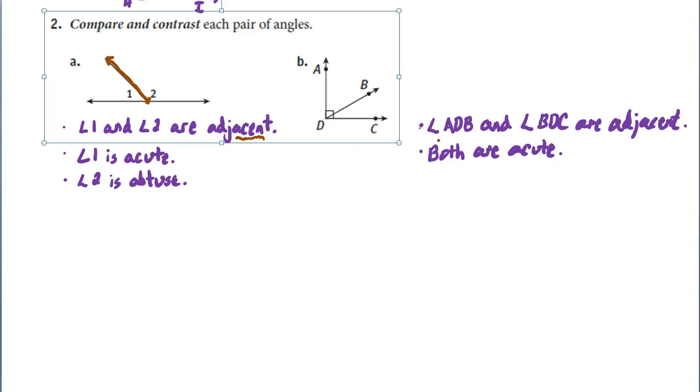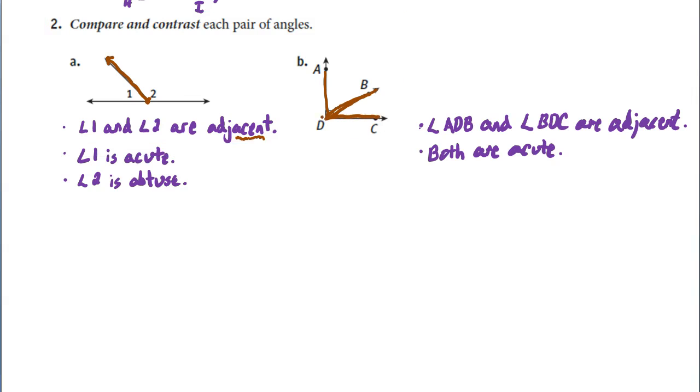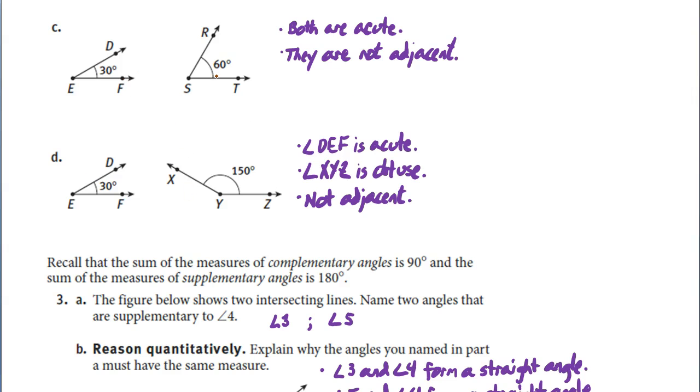Question B, in this figure, angle ADB, that's this one, and angle BDC, that's this one, are adjacent. They share a vertex and the side. Both are acute. Question C, here are 2 angles. These do not share a vertex and side, so they are not adjacent. They are both acute because they measure less than 90 degrees. Question D, these are not adjacent. This one is acute. This one over here is obtuse because it measures more than 90 degrees.